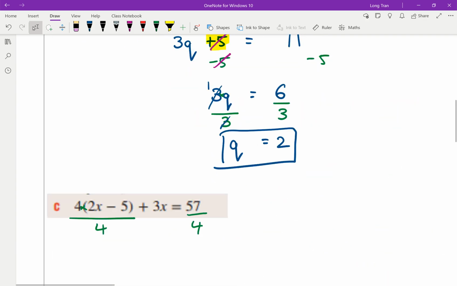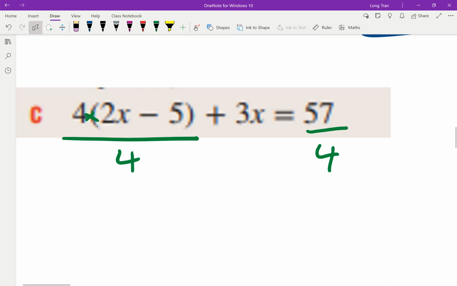But here, you're right. Because this is separated by a plus, you have to divide them all by 4. Every single term you get has to be divided by 4. If you're going to do it on the left and on the right, you have to divide them by the number of terms they are.